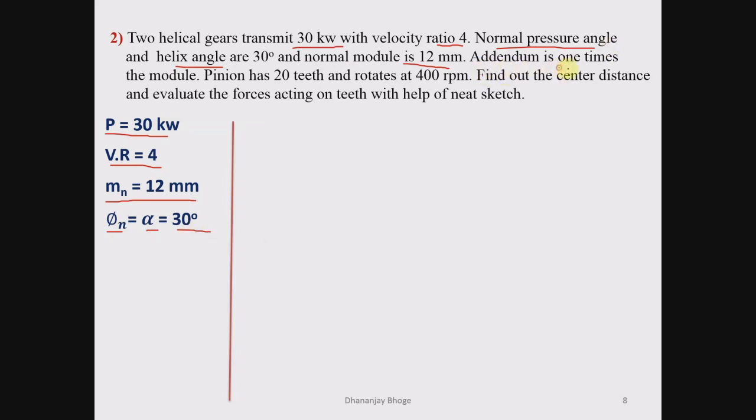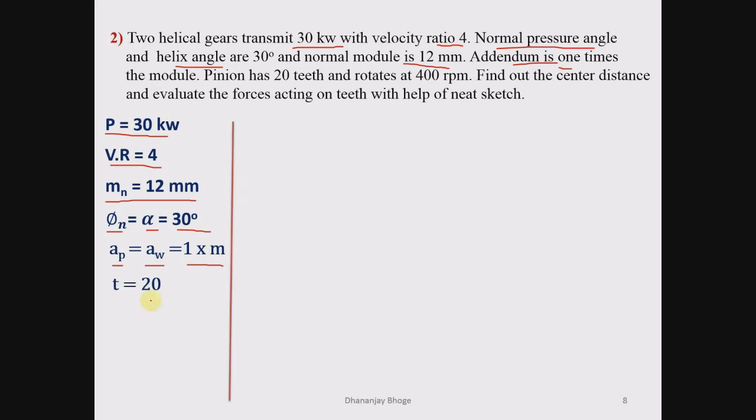Next, addendum is 1 times the module. So we know that the addendum of two mating gears should be the same. So I have written here AP is the addendum of pinion, which equals AW, the addendum of wheel. And it is given as 1 times the module.